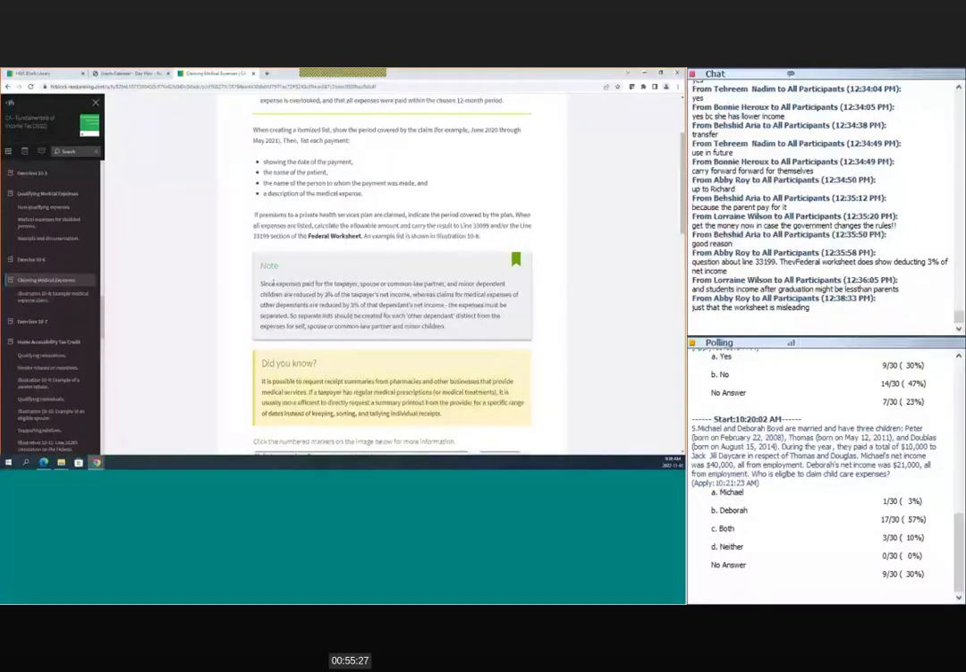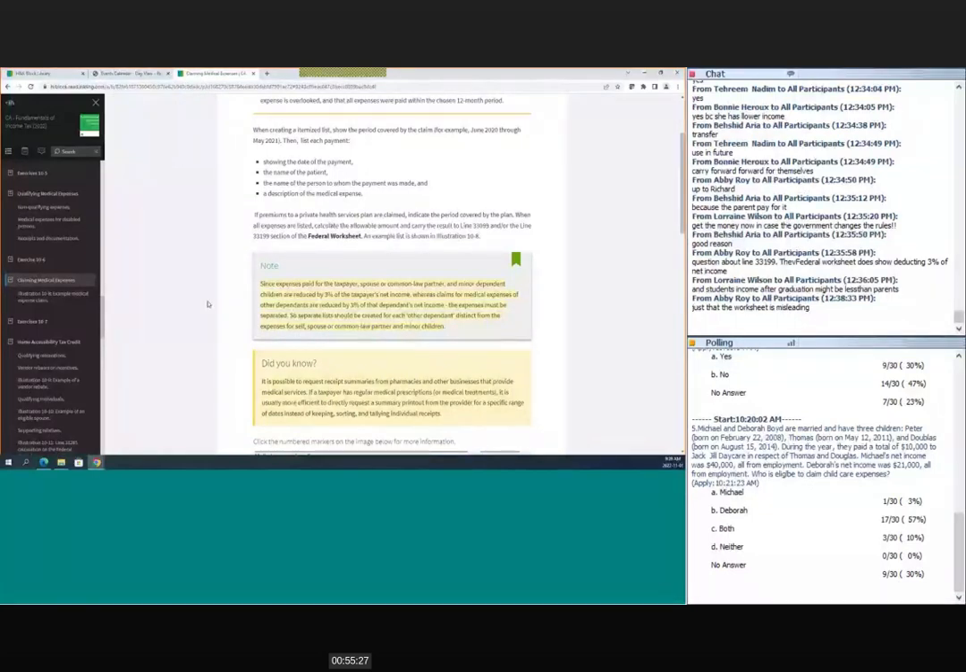Okay, so note, since expenses paid for minor dependents are reduced by 3% of the taxpayer's net income, whereas claims for medical expenses of other dependents are reduced by 3% of that dependent's net income, the expenses must be separated. So separate lists should be created for each other dependent, distinct from expenses for self, spouse, or common law partner.